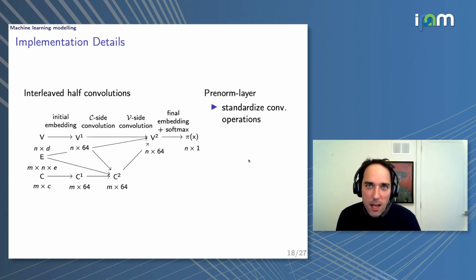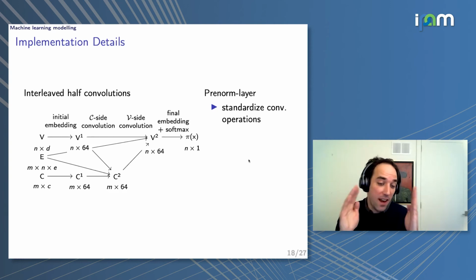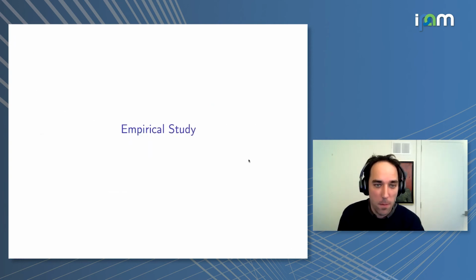Maybe I'll go into a little bit more detail. Actually, if there are questions, I can go back to this slide. It tells you a little bit more about the depth of these GCNNs that we've trained, and also how we account for the fact that the graph is bipartite.